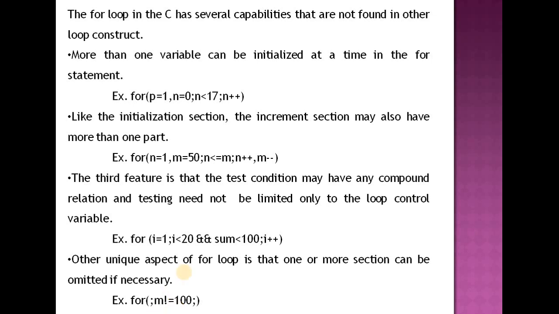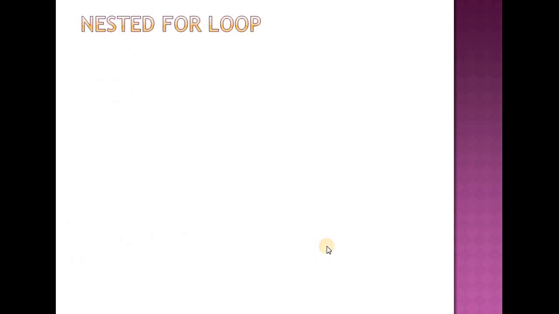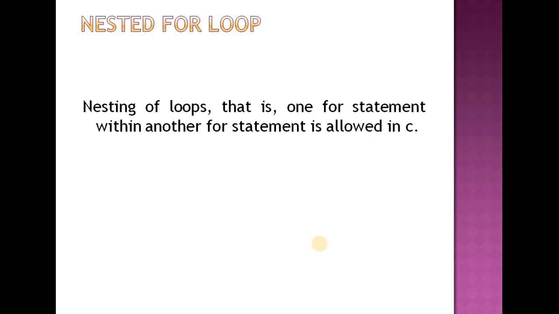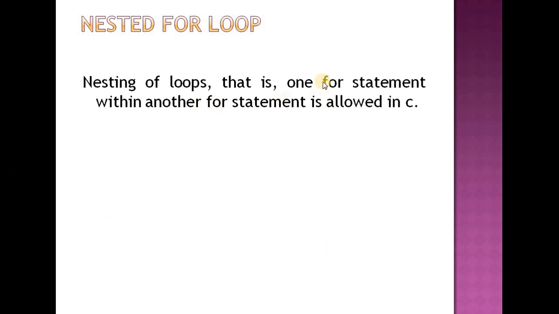So I hope you have understood the for statement. Next we'll move on to nested for statement. So once you have understood how to use a for statement, now we can use the nested for. Now what is nested for? It is nothing but one for statement within another for statement is allowed in C. It is known as nested for loop.